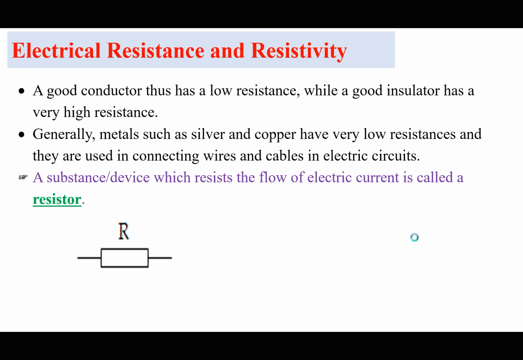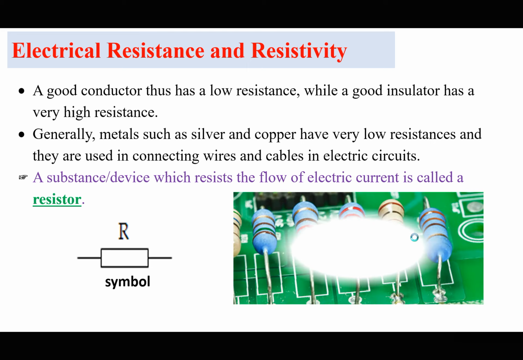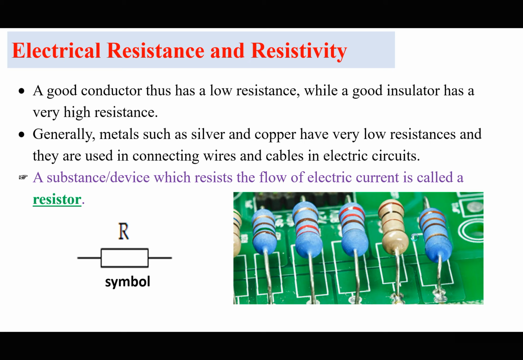You remember the electrical symbol or the circuit symbol for resistor from lesson 1. And in the laboratory or any other scientific laboratory, you should be seeing such devices. These are what we call resistors. They look like this. You might have seen them in your laboratory. So, a substance or a device which resists the flow of electric current is what we call a resistor.